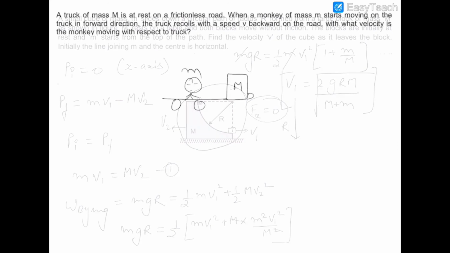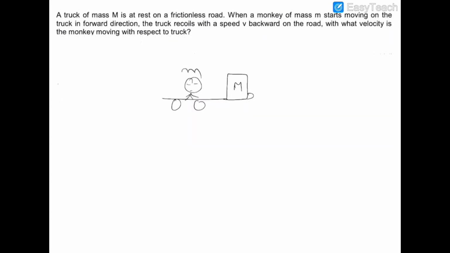In this question, there is a truck of mass capital M which is standing on a frictionless road, and there is a monkey of mass small m which is standing on the truck. This monkey starts to move in the forward direction, and due to which this truck recoils back with the velocity of v. So we have to find out the velocity of the monkey with respect to the truck.